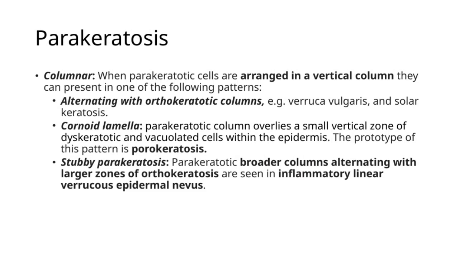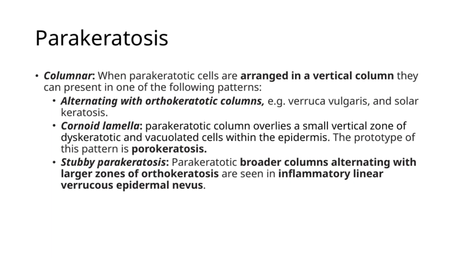Let's take a closer look at columnar perikeratosis. When perikeratotic cells are arranged in a vertical column, they can form different distinct patterns. One common pattern is when these columns alternate with orthokeratotic columns, which we see in conditions like verruca vulgaris and solar keratosis. This alternating pattern is quite characteristic and helps in diagnosis.